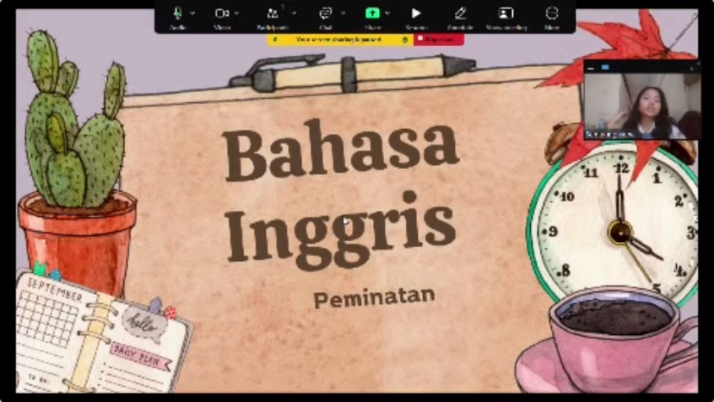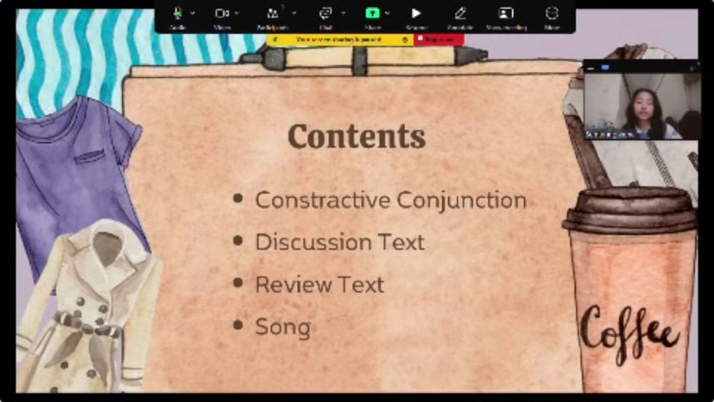Hello guys, so today I want to explain about the material in English, specifically in English Peminatan. So we have four materials. The first is constructive conjunctions, the second is discussion text, the third is review text, and the last is song. So let's check it out.